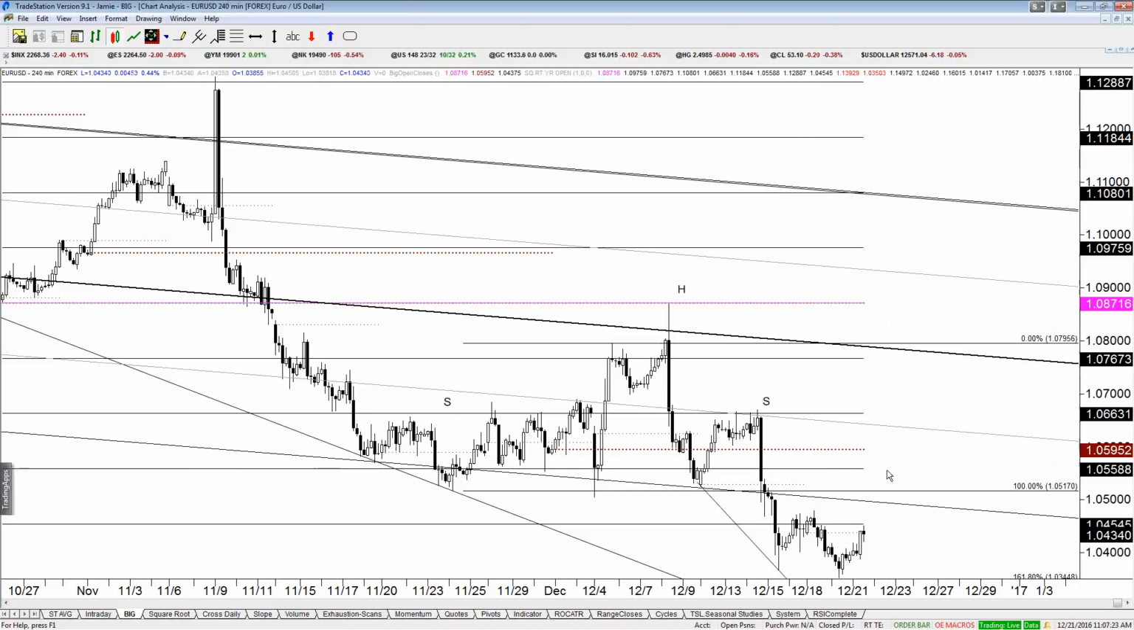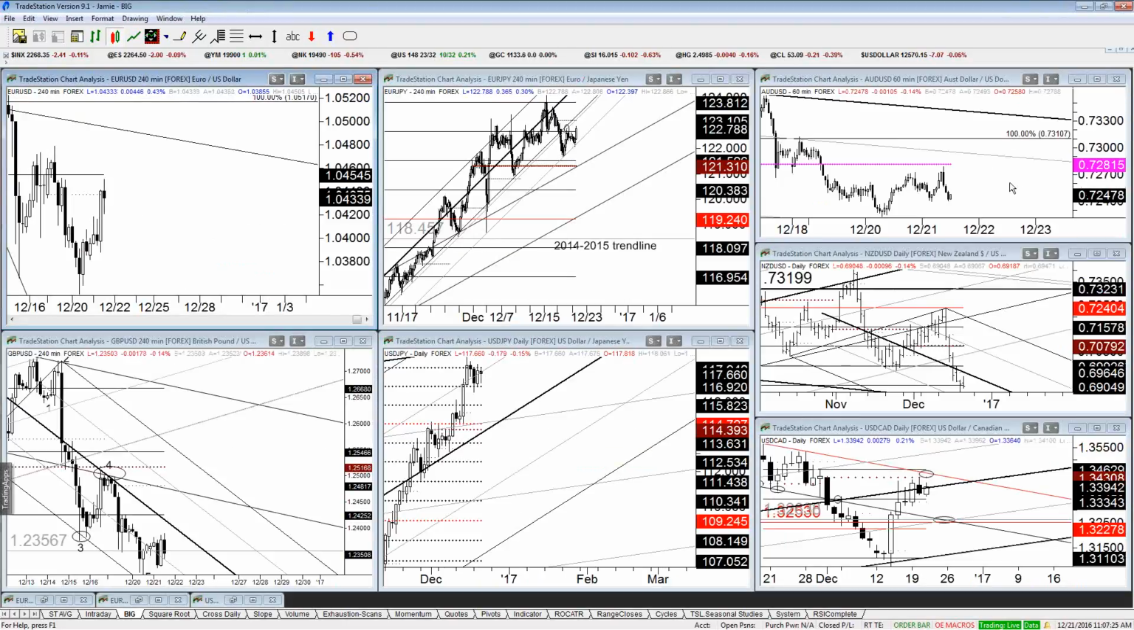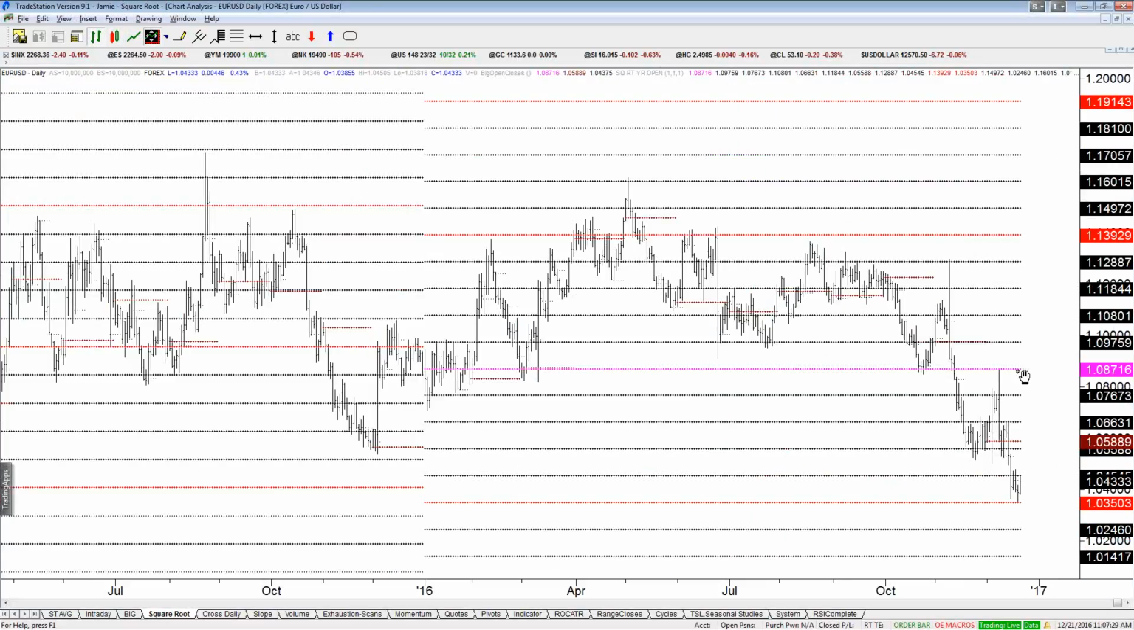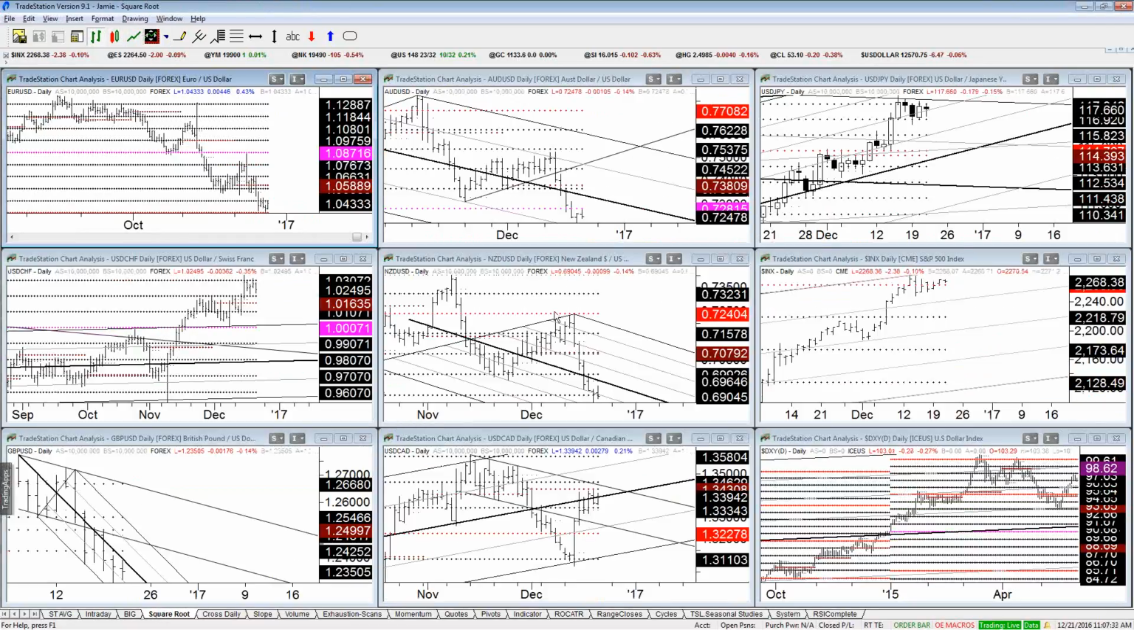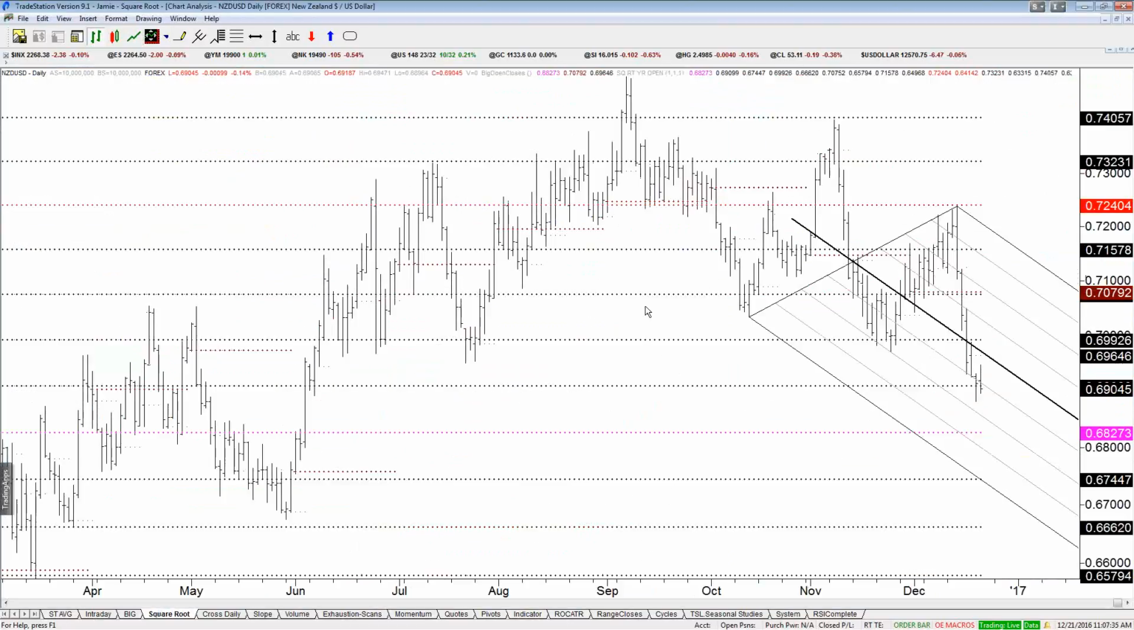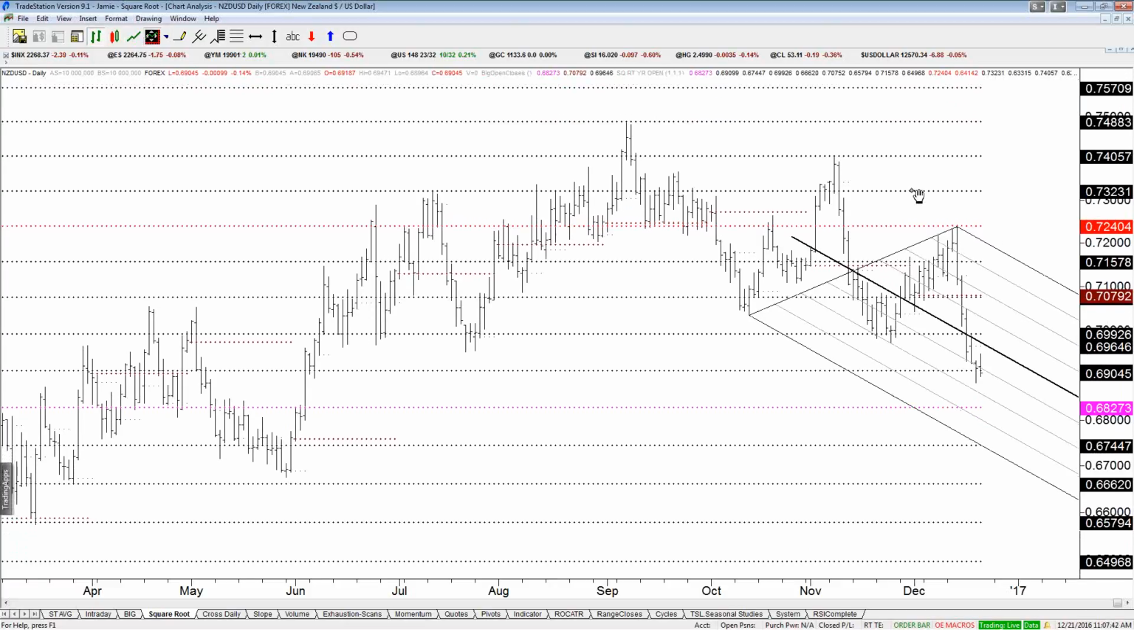So that's just a very quick rundown. I will note that these square root levels seem to work really well on Kiwi, on New Zealand dollar. You can just see some of the turns that we've had on Kiwi, like right at it, at various points in time. 72.40 was missed by a tick.